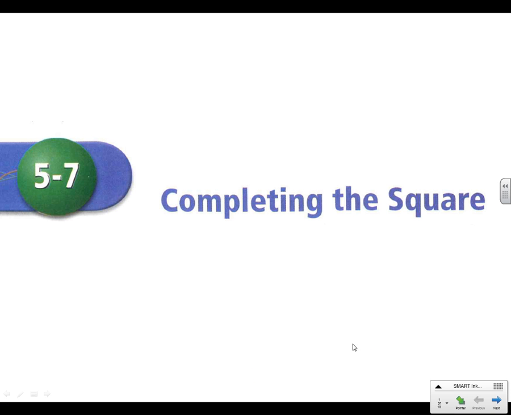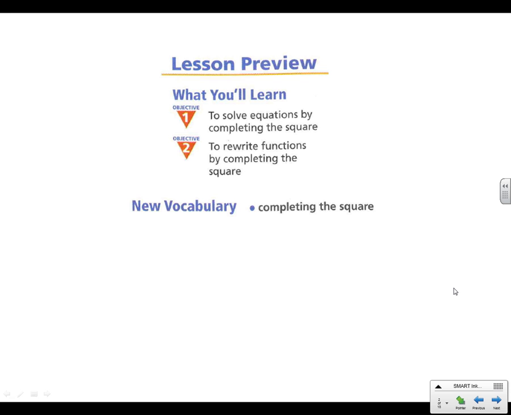Alright, let's get started with 5.7, completing the square. In this section, we're going to learn to solve equations by completing the square. We'll learn what that is in a second. And then we're also going to rewrite functions by completing the square. That's the only new vocabulary today, completing the square. Everything else we know how to do.